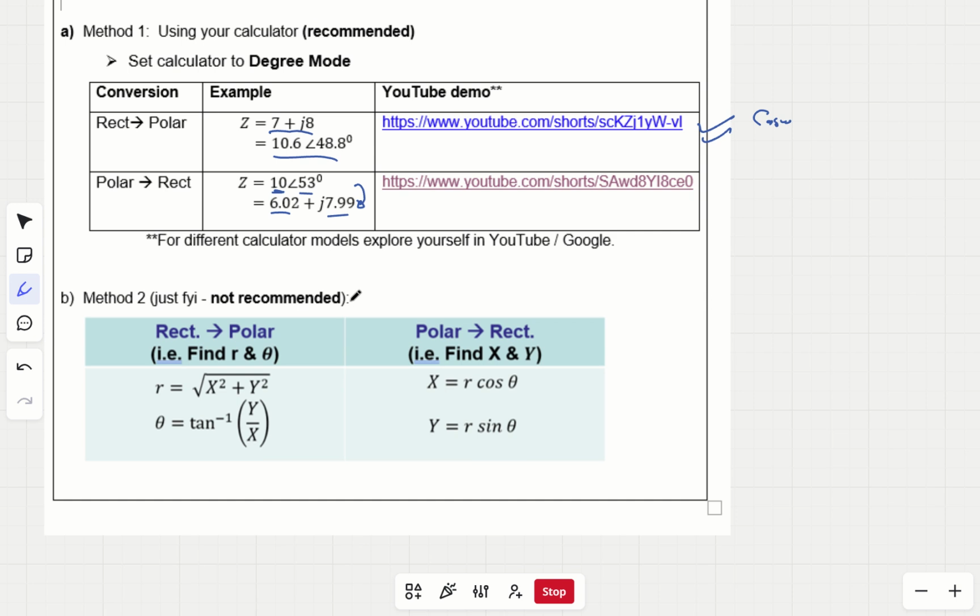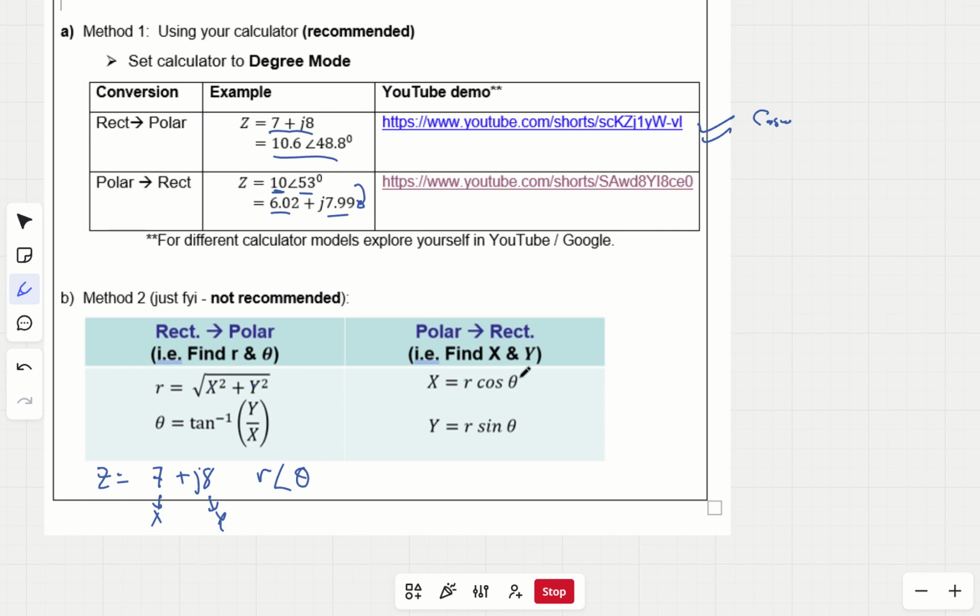This one I don't recommend, but if you want to manually calculate, this is the formula. If you are given, for example, let's say 7 plus j8, and you want to find the r and theta, you put 7 as your x, and 8 as your y, and you can use this equation to get your r, and then you use this equation to get your theta.